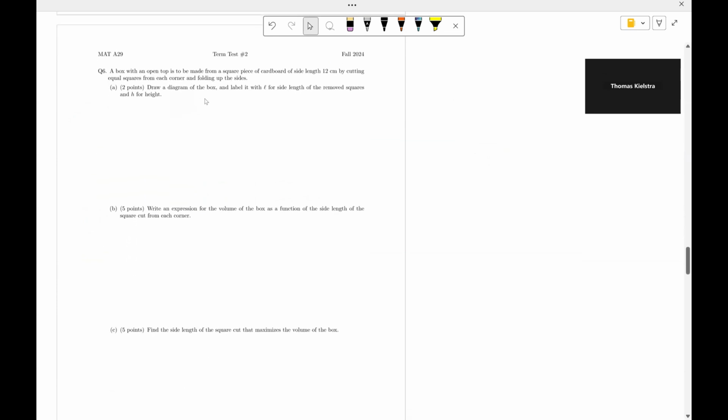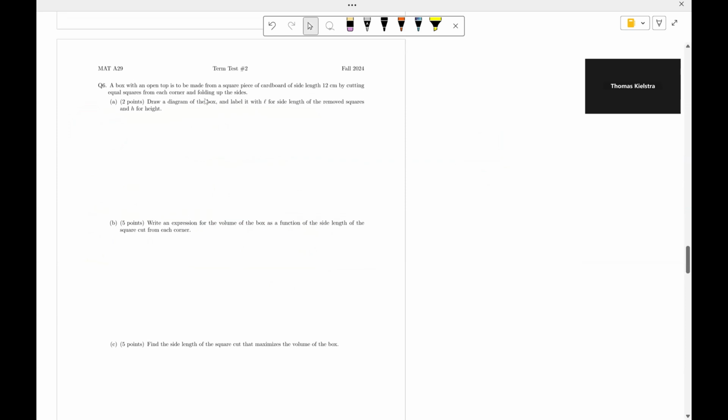A box with an open top is made from a square piece of cardboard, side length 12 centimeters, by cutting equal squares into the corner and folding up the sides. Draw the diagram of the box and label it with an L for the side length of the removed squares and H for the height.